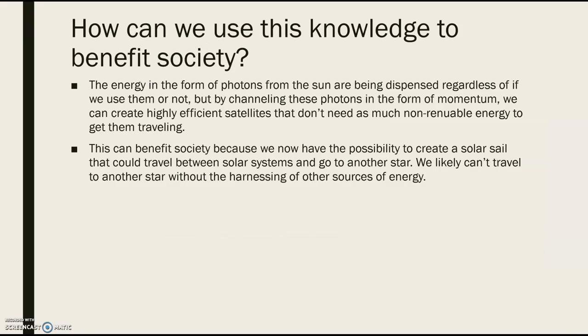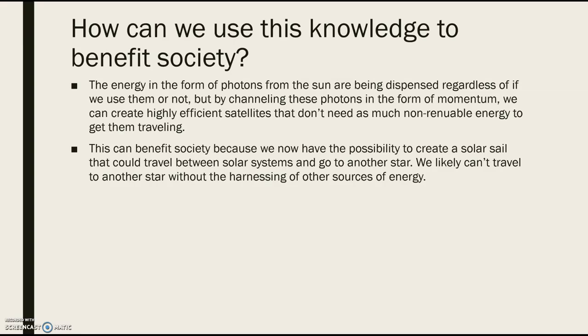Now that we know exactly how solar sails work and how photon momentum works as a principle, how can we use this to benefit society, or how can we use this to further science? Well, what we know is the energy in the form of photons from the sun is actually being dispensed regardless of if we use them or not. But we can channel these photons in the form of momentum when we use solar sails. And when we make those photons reflect off of objects, we're going to be using that energy.